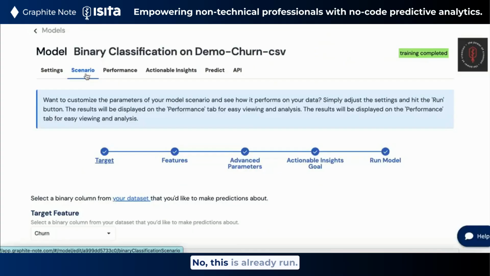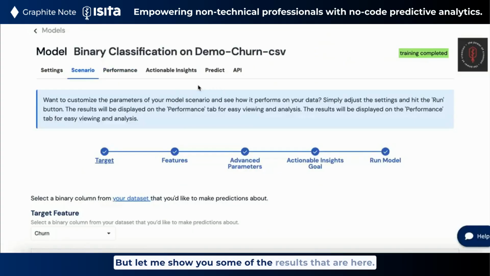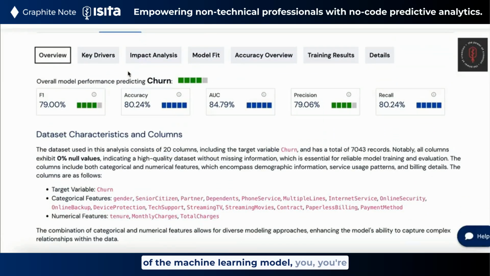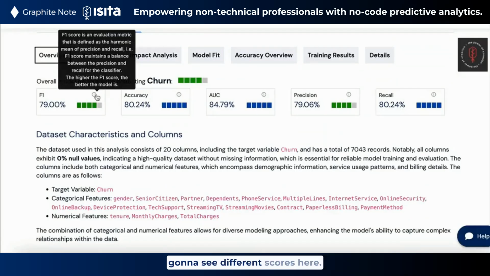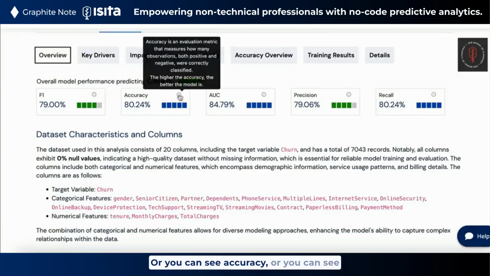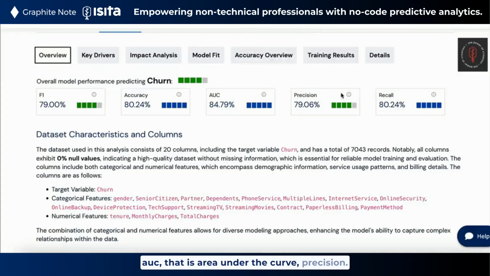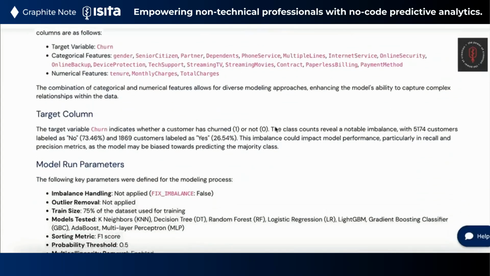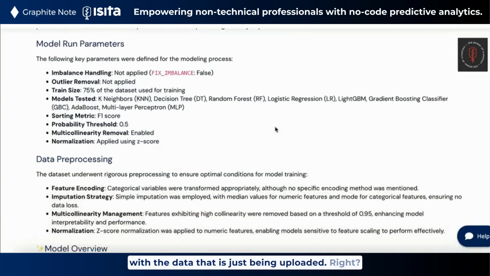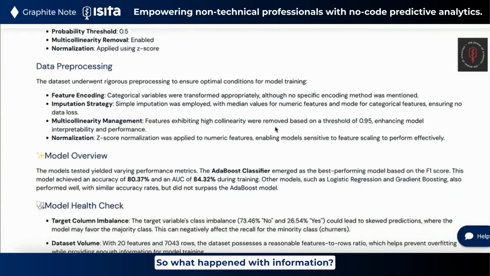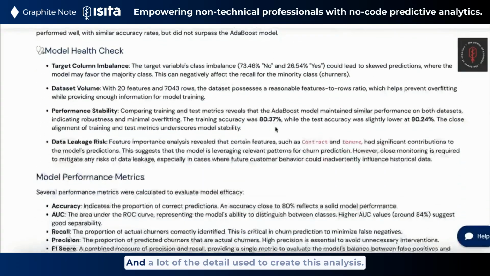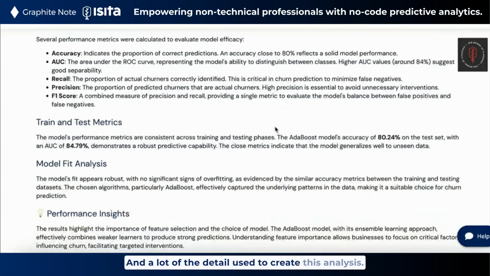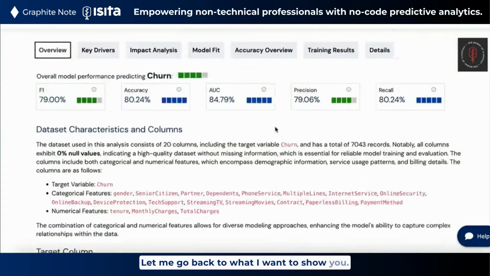This is already run, but let me show you some of the results that are here. For instance, if you see the performance of the machine learning model, you're going to see different scores here. F1 score is an evaluation metric that is defined as a harmonic mean, or you can see accuracy, or you can see AUC, that is area under the curve, precision, you can see recall, and it gives you a little detail of what happened with the data that was just uploaded. So what happened with the information, what model did they use, and a lot of the detail used to create this analysis. Let me go back to what I want to show you.